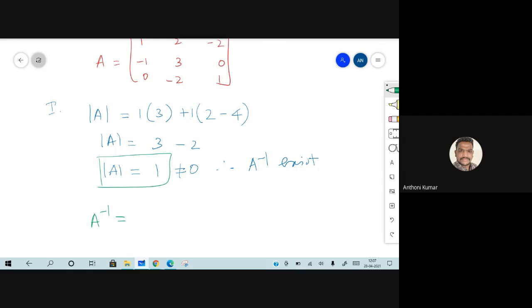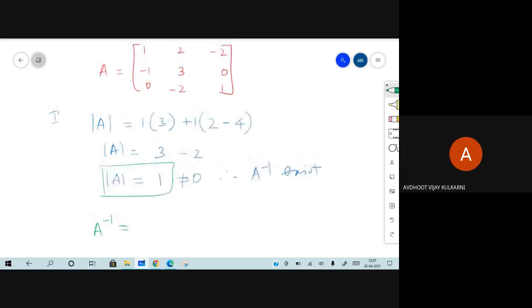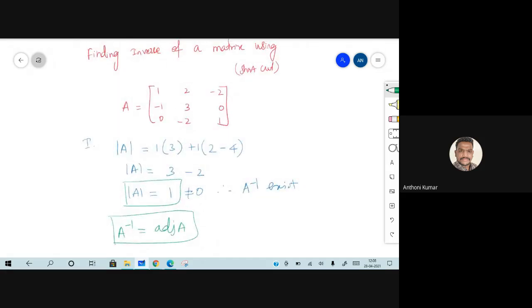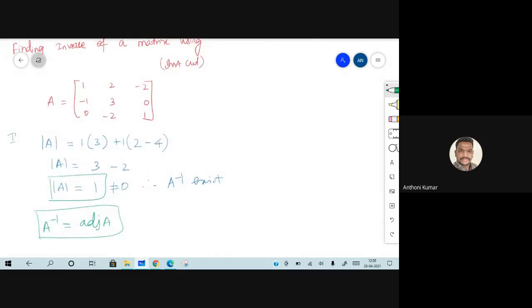Then A inverse is equal to adjoint of A. Very good. So A inverse is equal to 1 by det of A into adjoint of A. Since the determinant of A is 1, 1 by 1 is 1. So you need to directly go for adjoint of A. So A inverse is equal to the required adjoint of A. Okay. How to find out adjoint of 3 by 3 matrix in a shortcut manner?